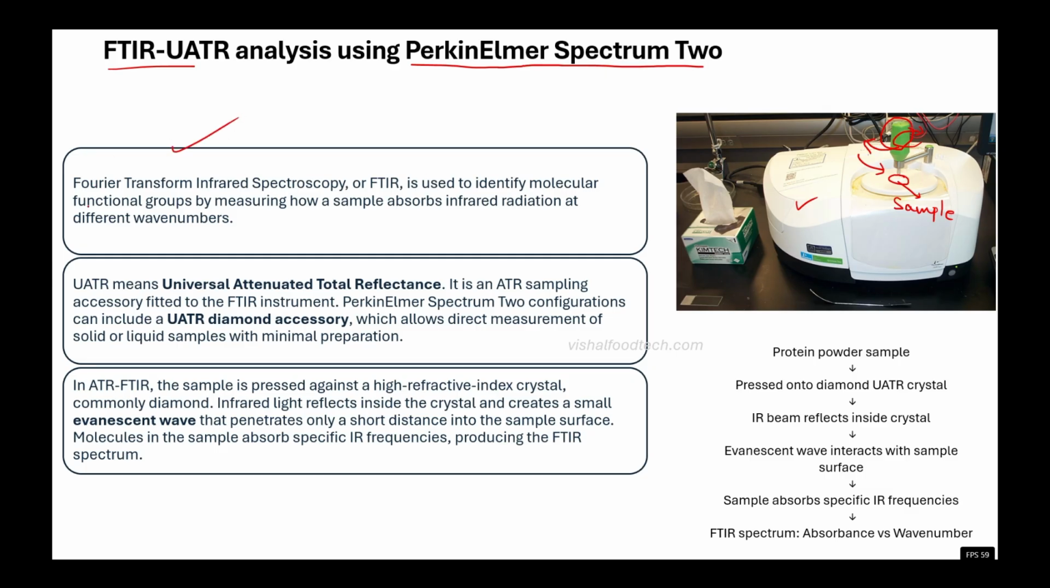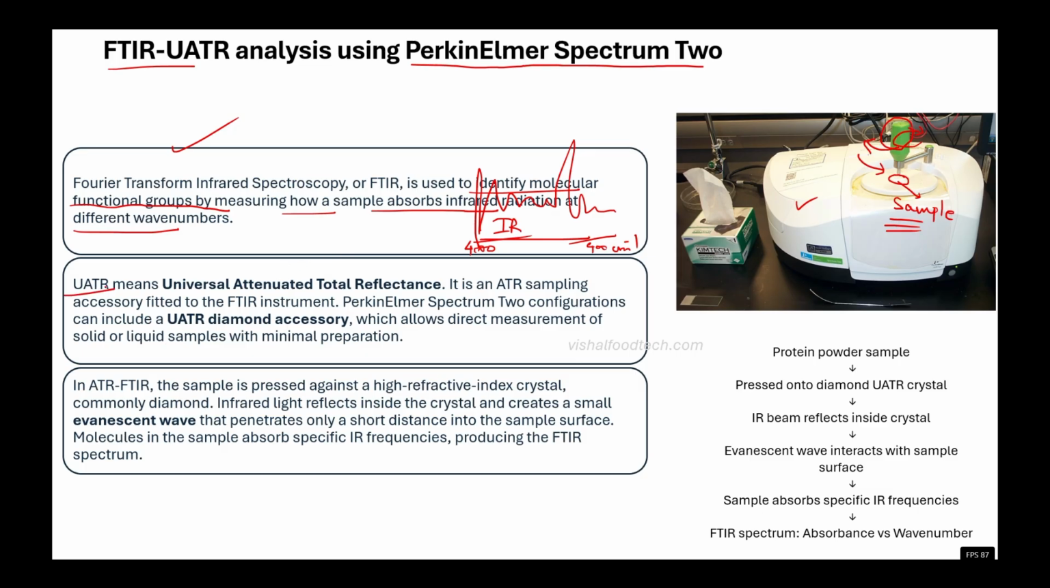So here, Fourier transform infrared spectroscopy, or FTIR, is used to identify molecular functional groups by measuring how a sample absorbs infrared radiation at different wave numbers. For example, if we are scanning between 4000 to 400 centimeter inverse wave number, the FTIR will measure how the sample, for example any sample I have kept here, absorbs the IR radiation, and similarly it will give different peaks at different wave numbers. So this is the main concept of FTIR.